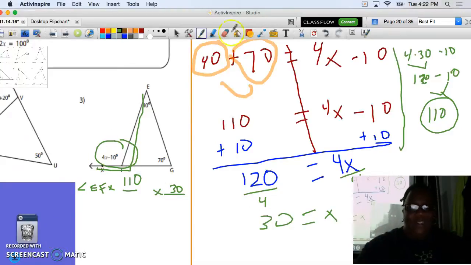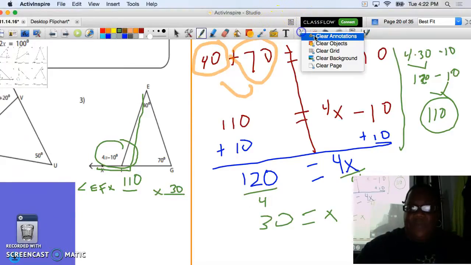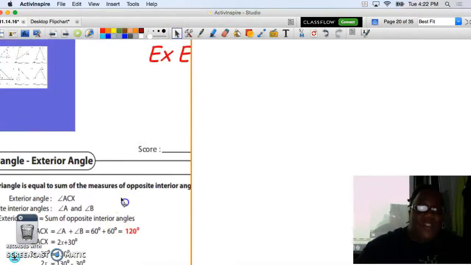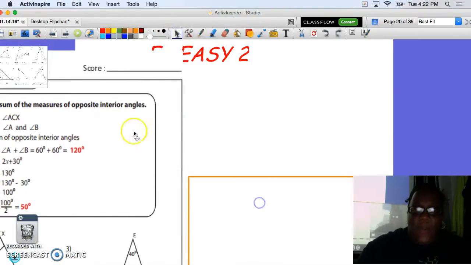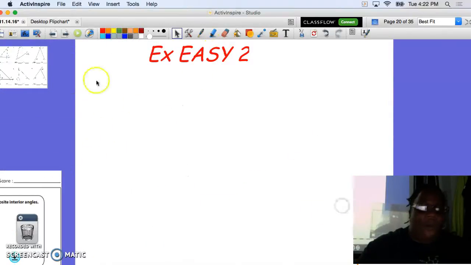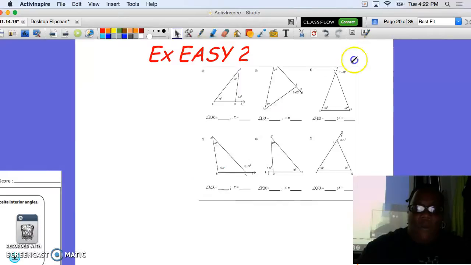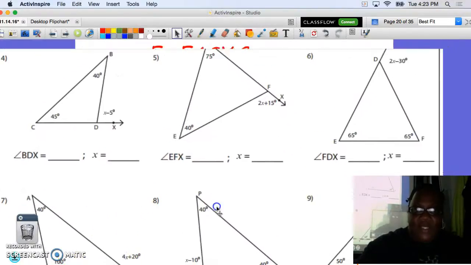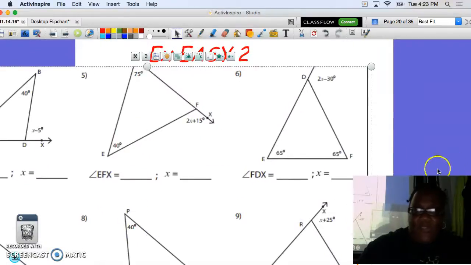Boom. Okay. Actually, Alice, what's one more I should do for this page? You tell me. Okay. Alice says do number 5. I shall do number 5.